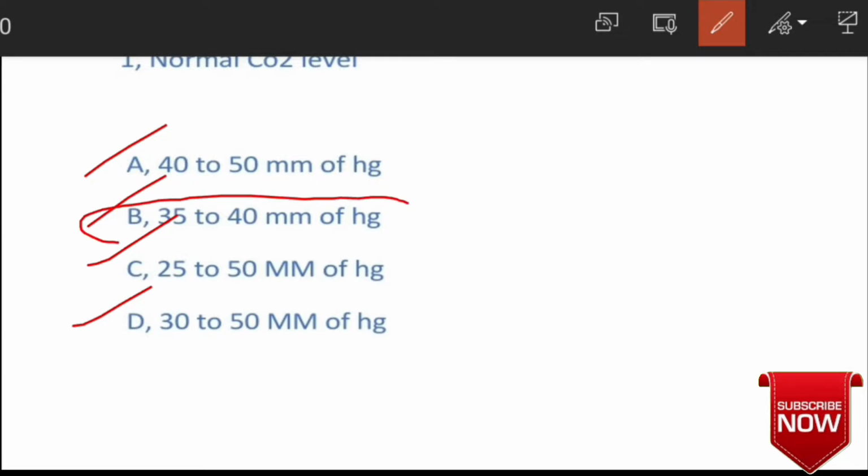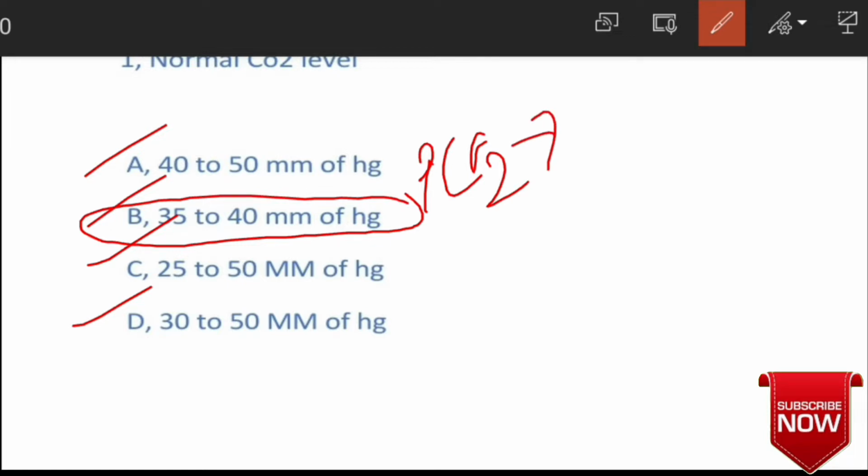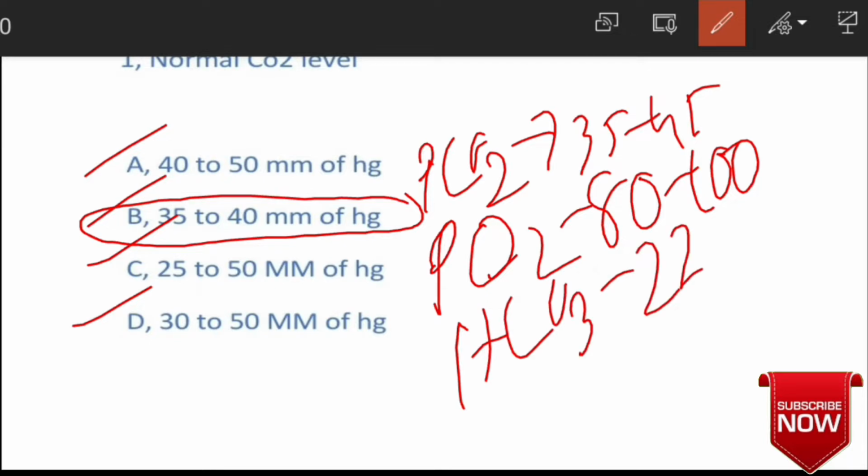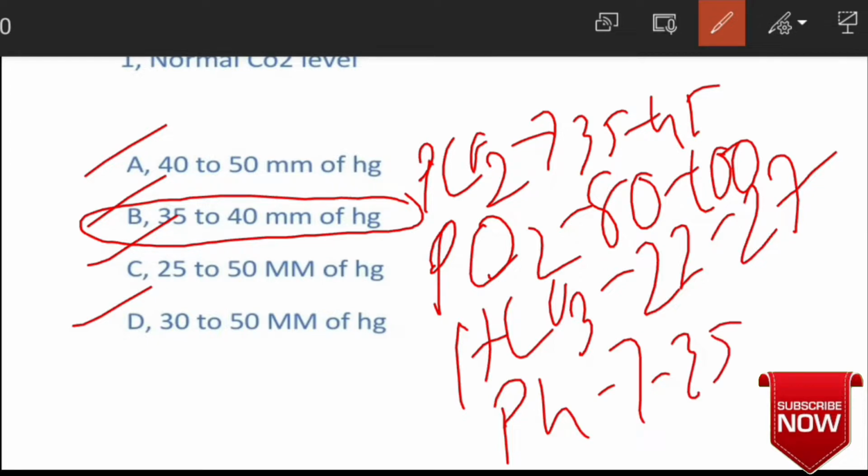The correct answer is option B, 35 to 40 mm of Hg. The partial pressure of carbon dioxide in the blood is 35 to 45 mm of Hg, and partial pressure of oxygen is 80 to 100 mm of Hg. Bicarbonate level is 22 to 27 milliequivalent per liter, and pH of the blood is 7.35 to 7.45.